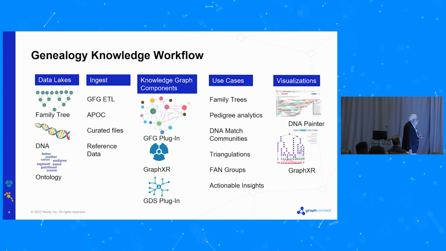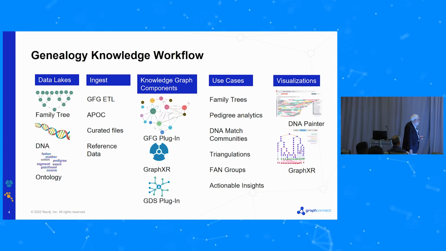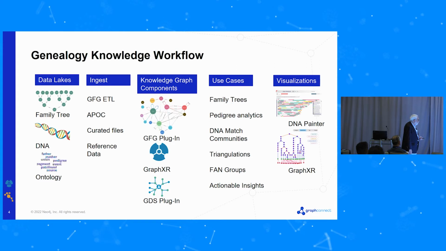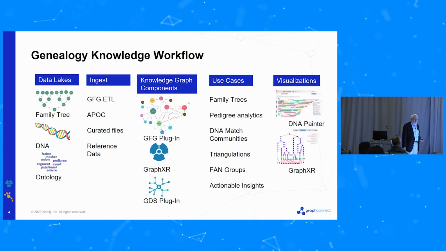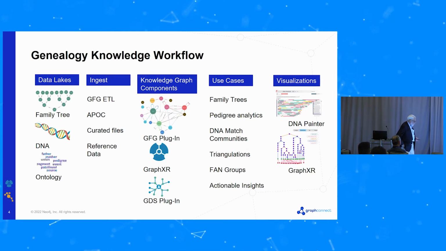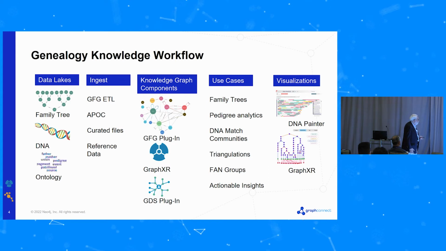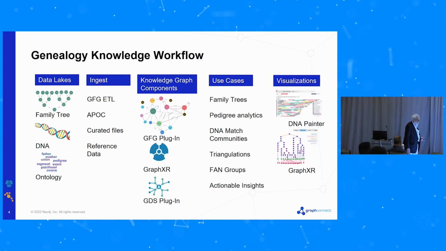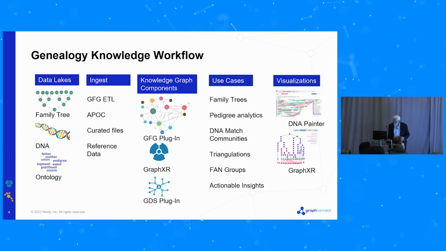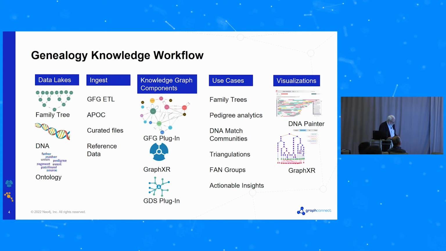So we have a lot of use cases. This is just a partial list, of course, family trees, pedigree analysis, but then we're looking at DNA matches and the communities they form, some supernodes like triangulation groups, fan groups. And really, this is the main thing we're looking at, is these actionable insights that can take a genealogist into their research in an improved way. And then we have a couple visualization tools. One is DNA Painter, and the other is GraphXR, and I'm sure there's other opportunities here as well.